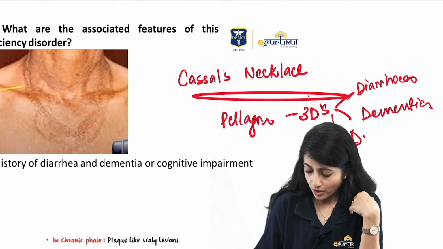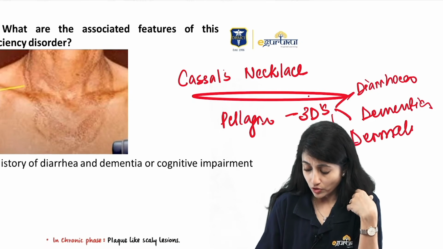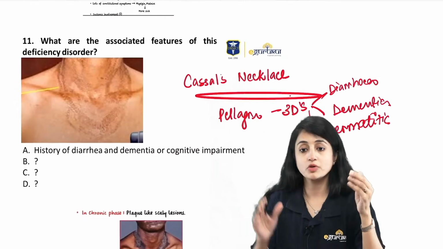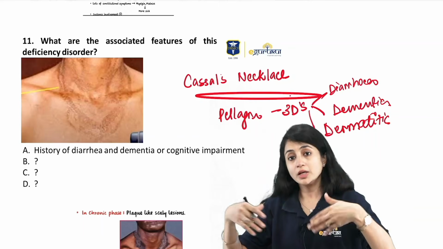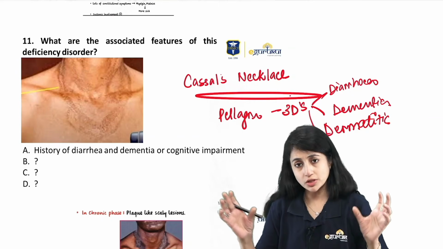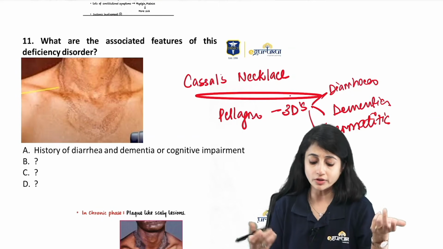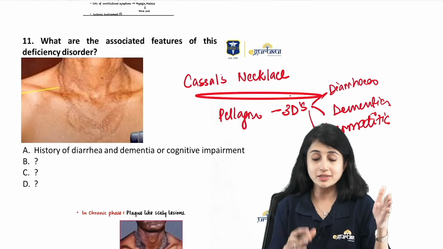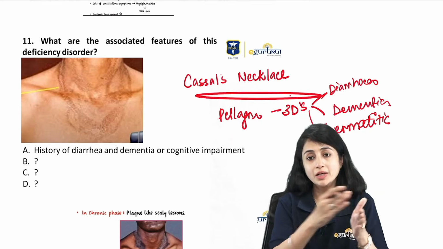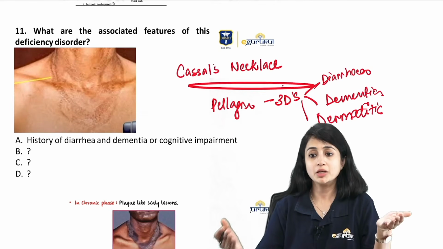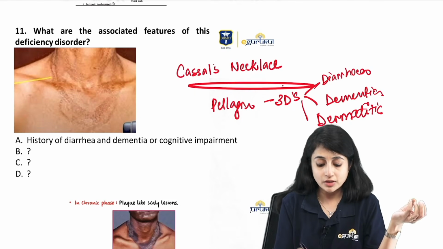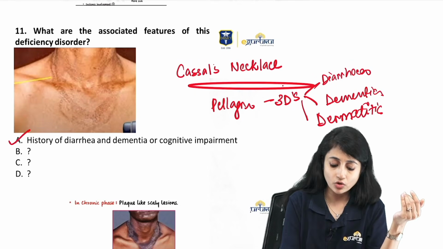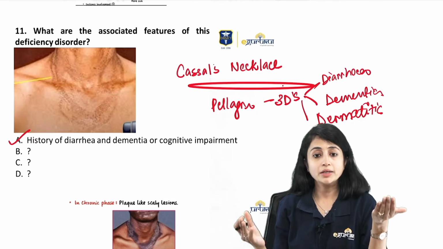Okay, so now there were a lot of different things. So this was given, that was given, but one thing was sure, that in the options you were asked about what other associated features you would see. Now they give you more clinical questions. It's not a direct question asking where you see Castle's necklace. You should know that Castle's necklace is seen in pellagra. What is pellagra? You should remember 3 Ds: diarrhea, dementia and dermatitis. In the option they were asking about associated features, so history of diarrhea or dementia would be my correct answer.